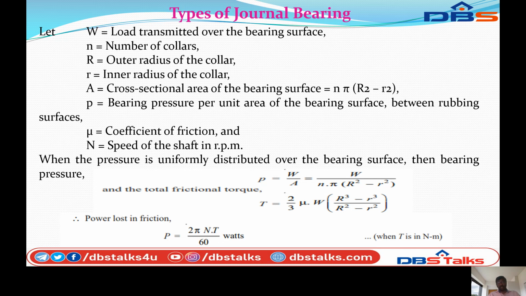So the total power loss in friction P is equal to 2 pi N T by 60. The unit of power is watts.